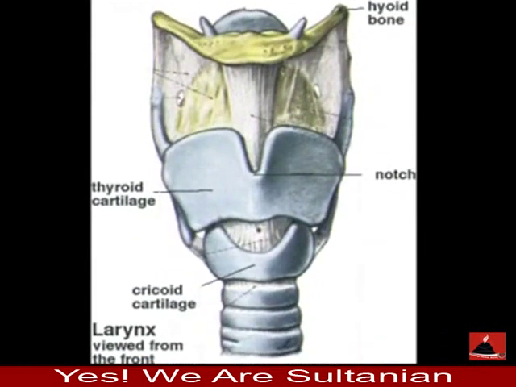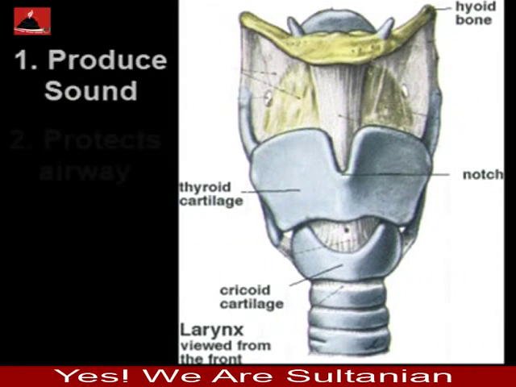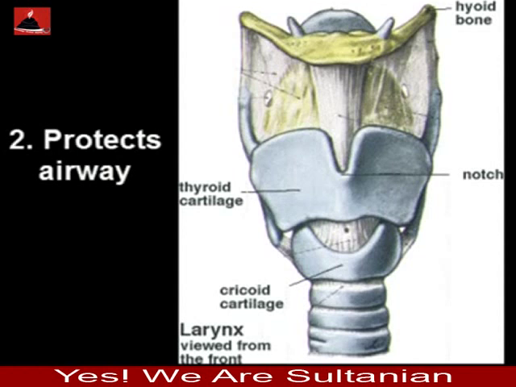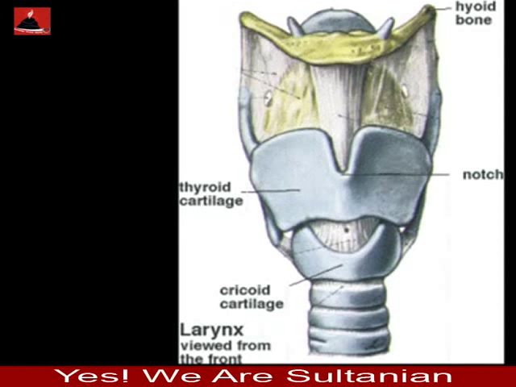So let's go through to the voice box or the larynx. The larynx has 3 functions. The larynx helps to produce sound. It prevents food and foreign substances from entering the airways, and it's also a passageway for air during breathing. All right, so it does 3 separate things. It's mostly cartilage, but it also has some smooth muscle and some ligaments attached to it.